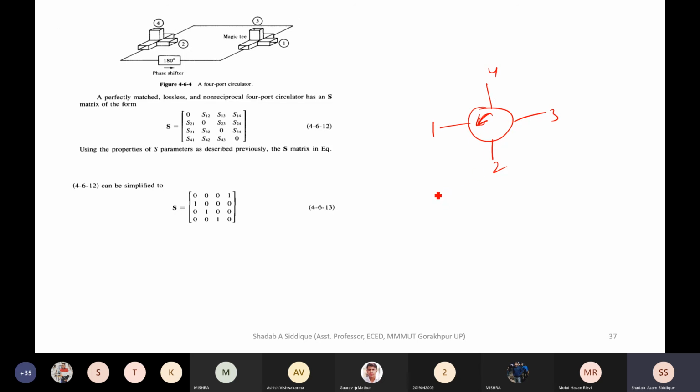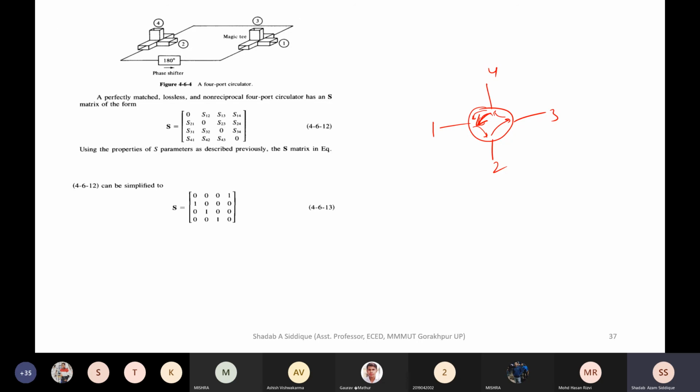So 1 to 2 is there, S12. From 1 to 2 we are going, 2 to 3 we are going, 3 to 4 we are going, 4 to 1 we are going. Okay, so can I have this S12, or S13, S14, S1, S12, S13, S14.